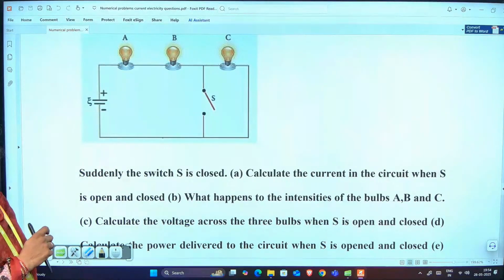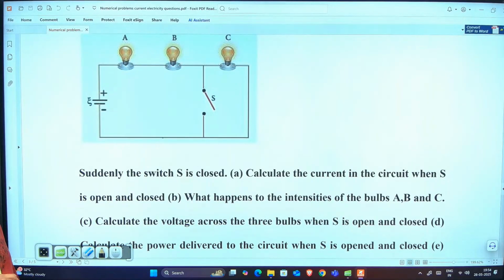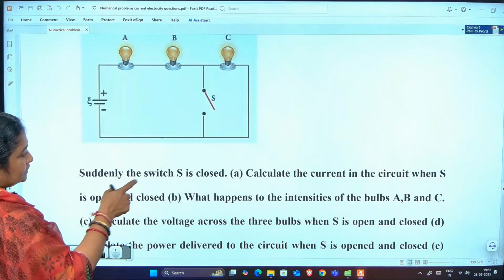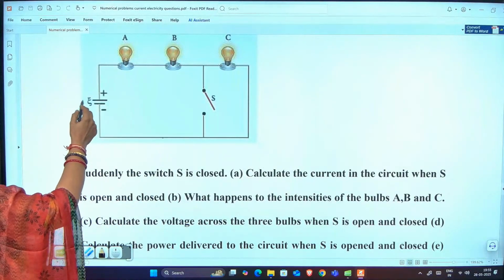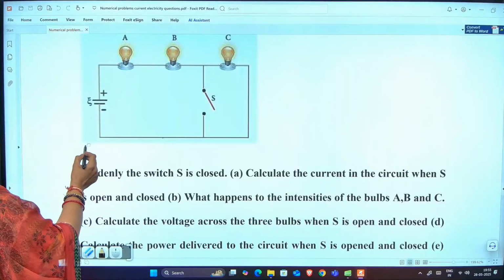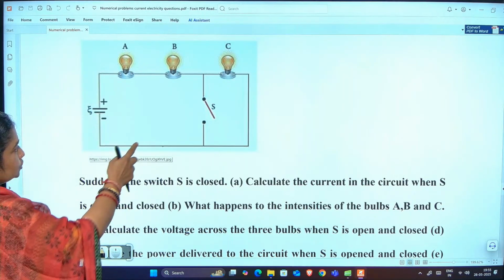Now, when the switch is open, all the 3 resistors are in series or parallel? Series. So, what will be the total resistance in the circuit when the switch S is open? The total resistance will be 3R. So, the current when S is open will be epsilon, whatever they have given, whether V or epsilon, divided by 3R. That will be the current when the switch S is open.